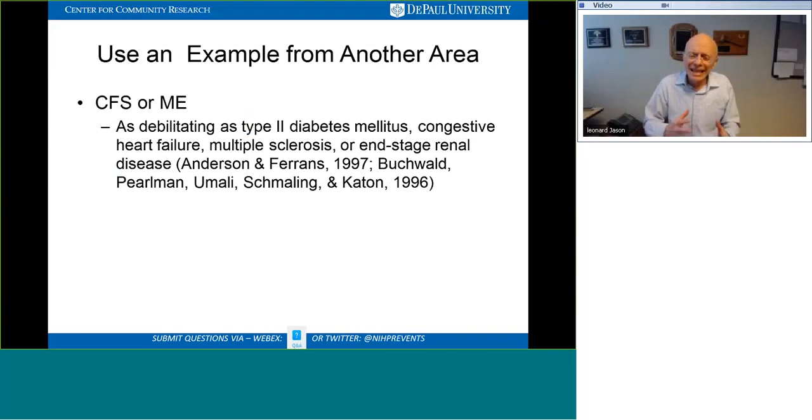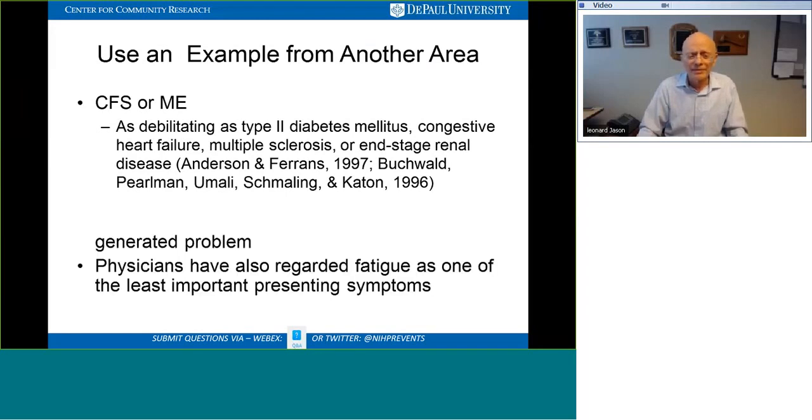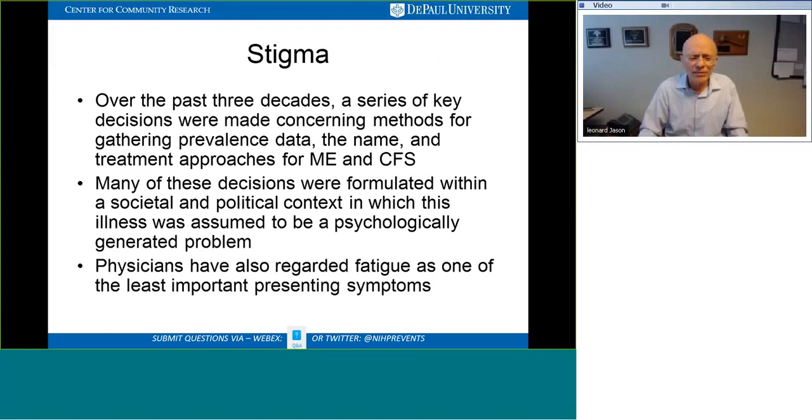So I would like to now switch to another area, which is chronic fatigue syndrome, CFS, or ME, myalgic encephalomyelitis, which, as some of you might know, is as debilitating as type 2 diabetes, congestive heart failure, MS, or end-stage renal disease. And real briefly, stigma: over the past 3 decades, there's a series of key decisions that were made concerning methods for gathering prevalence data, the name, and treatment approaches for these illnesses.